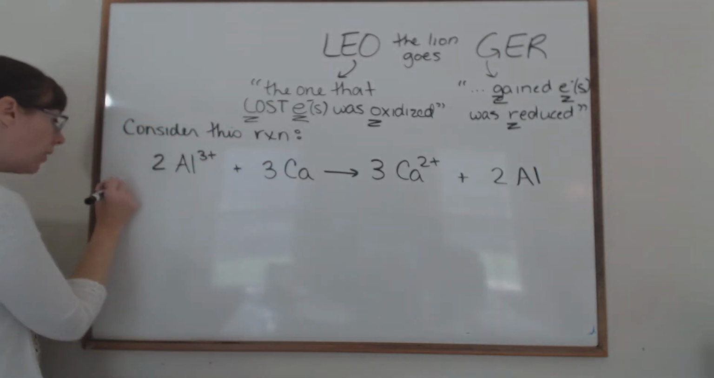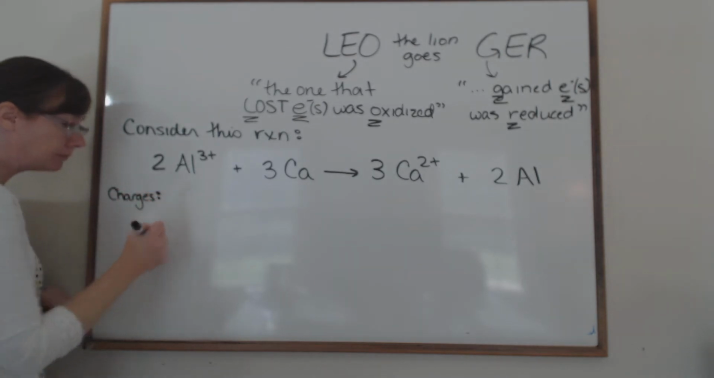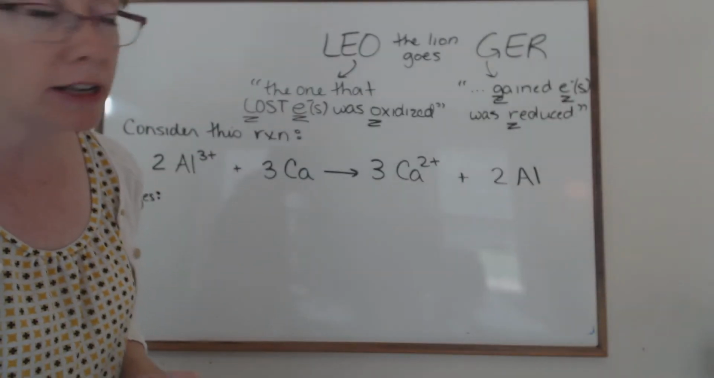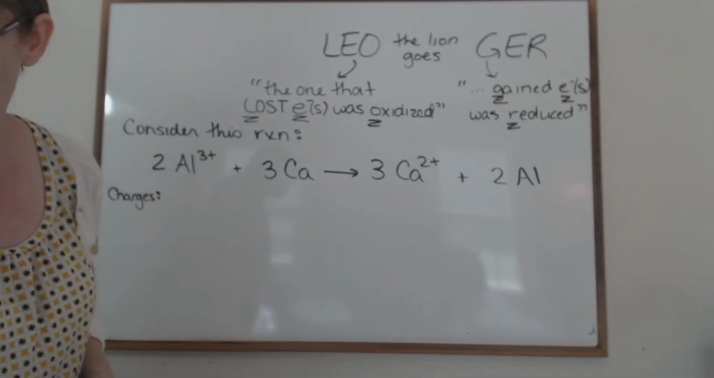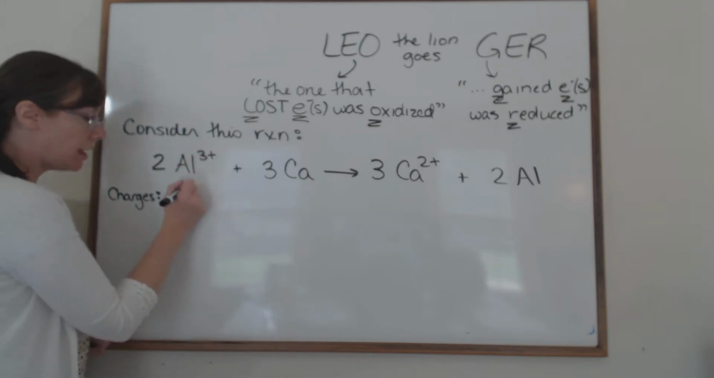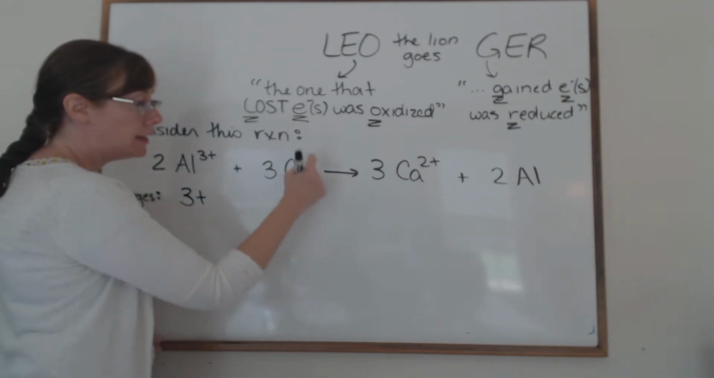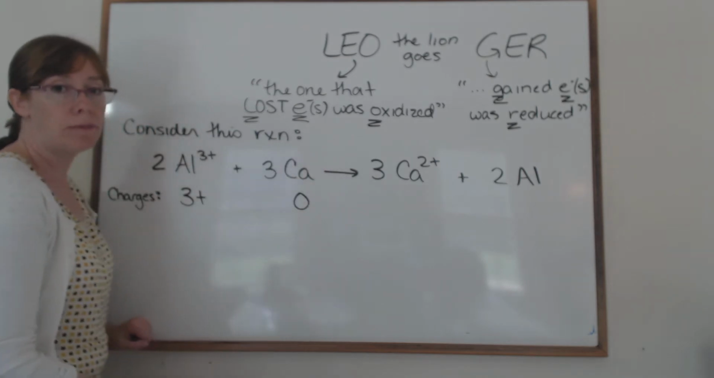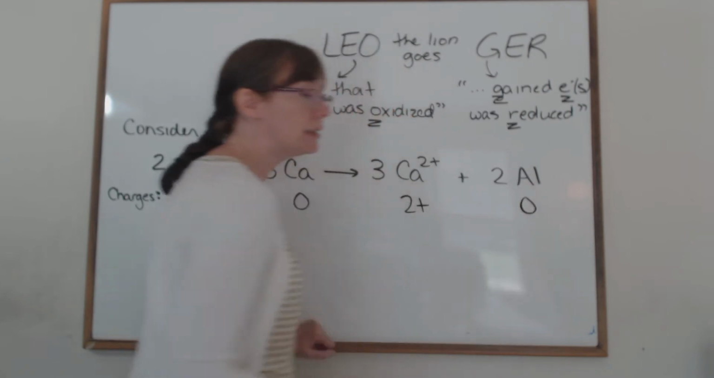So for now, go ahead and write charges. I'll leave out the words on individual atoms, but we're basically going to see what happened to everybody's charge. Once again, you are completely ignoring the coefficients. So his charge is obviously 3 plus. His charge is 0. If nothing's listed and it's an element, it's always 0. His charge is 2 plus, and his charge is 0.